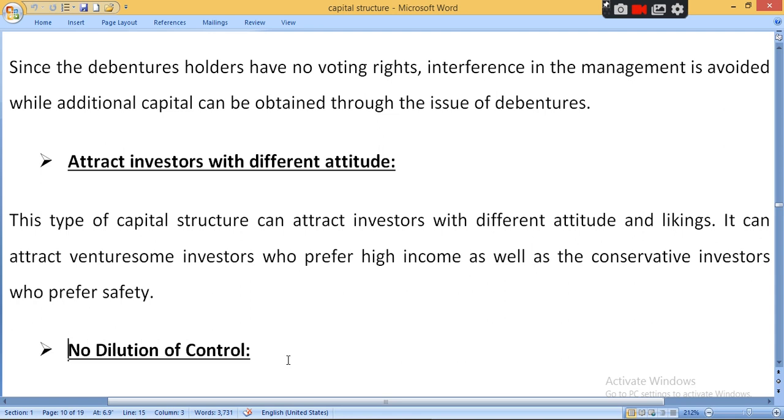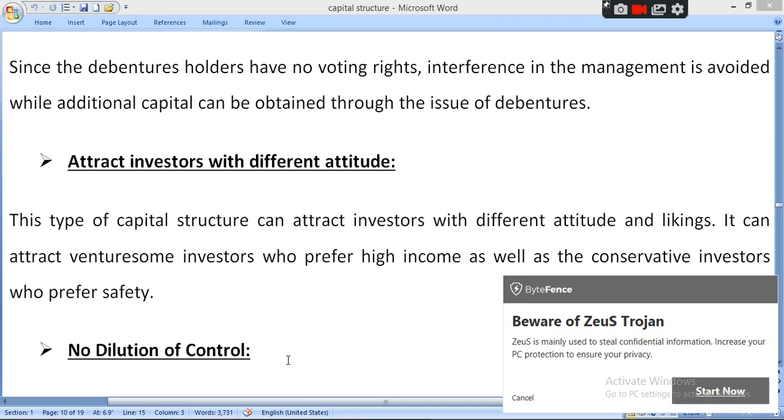So in your capital structure there are two types, that is equity plus debenture. So equity share attracts the risk takers, clear? And debenture attracts risk takers and risk avoiders, clear? So this type of capital structure can attract investor with different attitude. It can attract venturesome investor. Venturesome એટલે risk takers who prefer high income as well as conservative investor who prefer safety. જો તમે safety prefer કરતા હોય તો તમે કેવું કહેવાય? Risk avoider here. Clear?